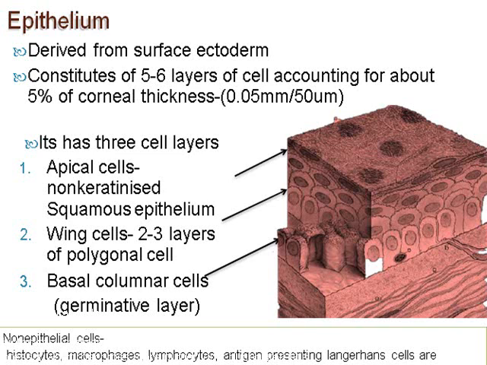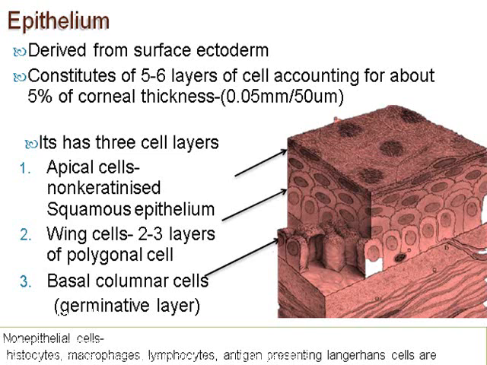We will speak on some advantages and features of each layer. For example, the epithelium, which is derived from the surface ectoderm, consists of 5 to 6 layers, accounting for about 5% of the corneal thickness. This layer is capable of rapid mitotic activity. That's why any abrasions of this layer will heal rapidly.